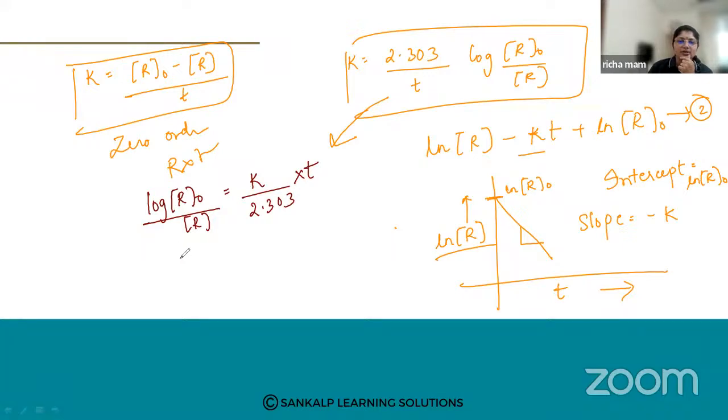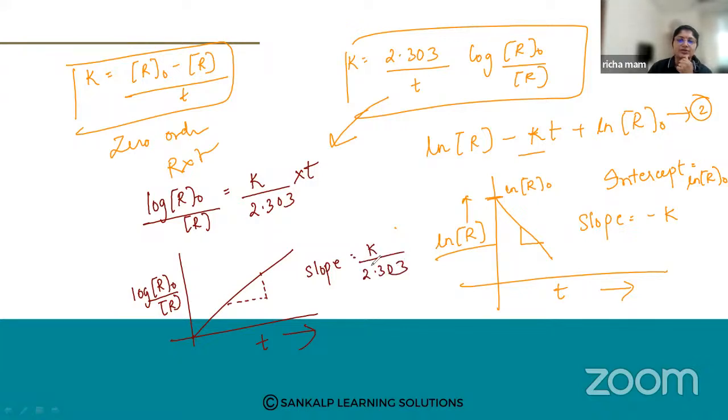So if I plot a graph of log of R naught by R versus time, from this particular equation, what am I going to get? I'm going to get a straight line, and the slope is k upon 2.303. So this is the graph.